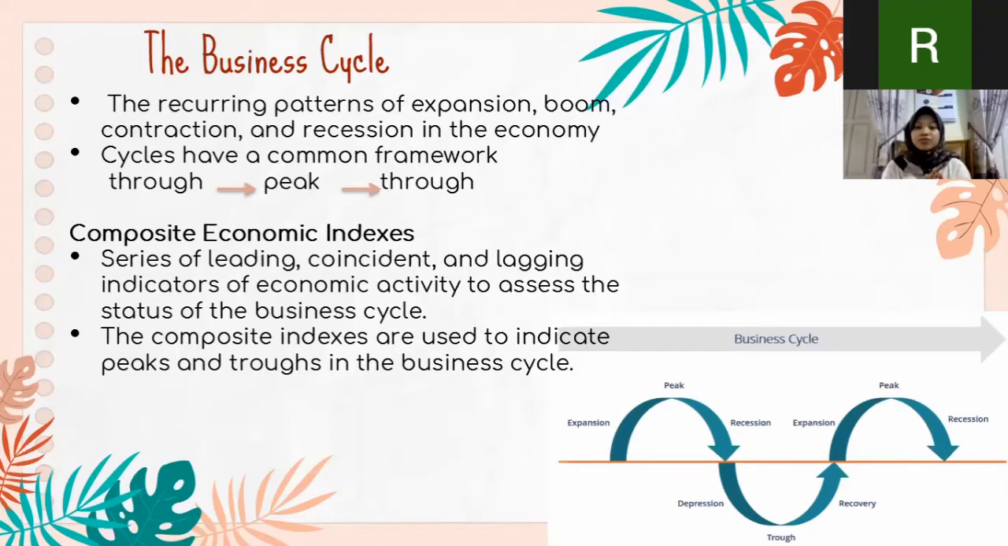The word trough is used to indicate when the economy has hit bottom. The period from a peak to a trough is a recession. The period from a trough to a peak is expansion. Composite Economic Index: a series of leading, coincident, and lagging indicators of economic activity to assess the status of the business cycle. The composite indices are used to indicate peaks and troughs in the business cycle.